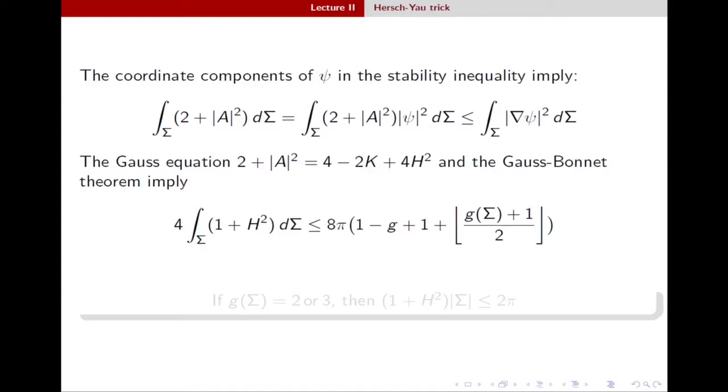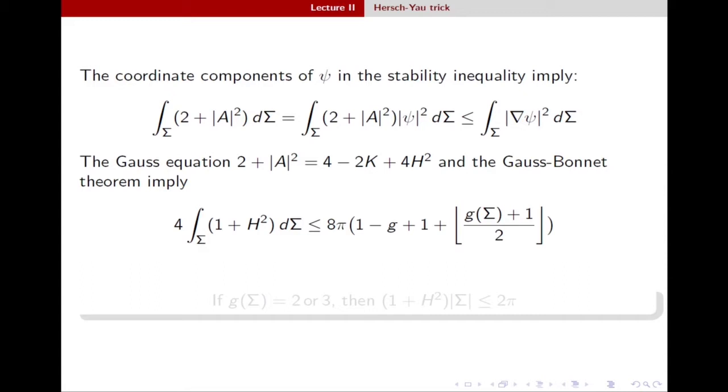Using that trick, now you can use the coordinate functions in the stability inequality, and since the map goes to the sphere, the norm of this map is 1. On the left hand side you get just a quantity that depends only on the geometry of your surface, and this part you can study through the Gauss equation, which is written here, and an application of the Gauss-Bonnet theorem.